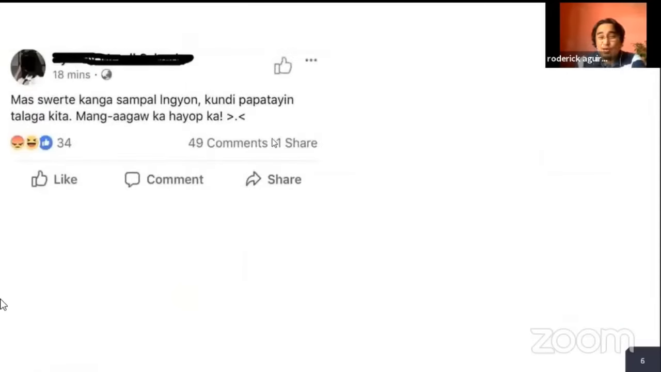Ito, natatawa talaga ako. As I'm natatawa ko na naiinis ako sa mga tao. Okay? Sa mga tao look, mas swerte ka nga, sampal lang yon. Kundi papatayin talaga kita. Oh my gosh. Mga agaw ka, hayop ka. Galit na galit yung emoticon.